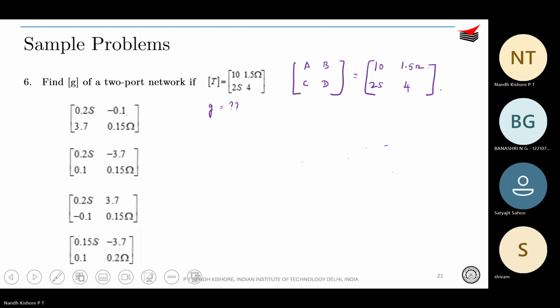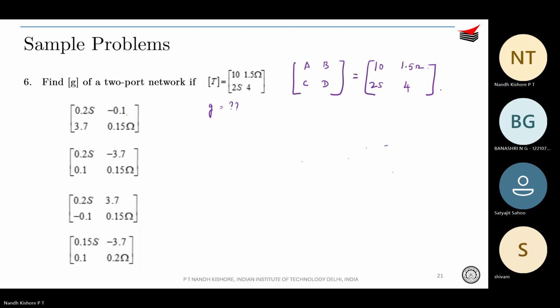Okay. You remember transmission line means something like a cascade. That is, port 1 is equal to something into port 2. So V1, I1 is equal to ABCD into V2, minus I2. It should immediately strike your mind that if it's a transmission line, then port 1 and port 2 are related by V1, I1 equal to ABCD into V2, minus I2. That should be the first thing that strikes your mind.